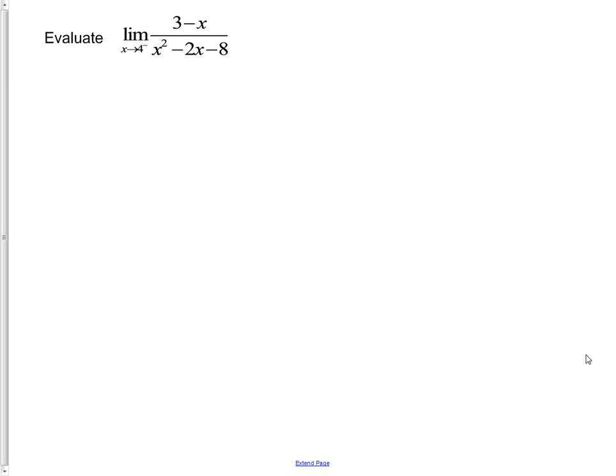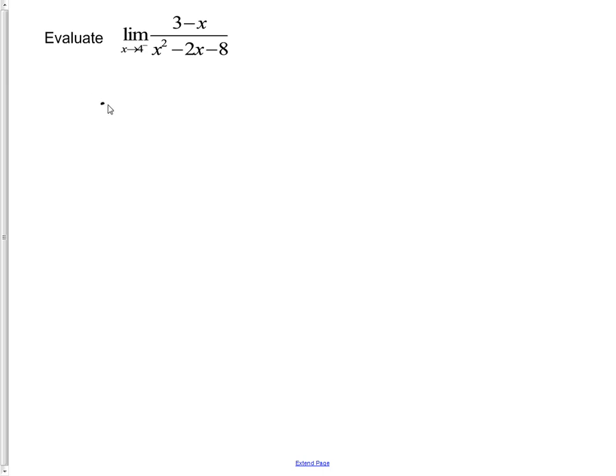Okay, so now let's take a little bit of time here and work out what happens if we have a little bit more of a complicated looking limit. We're going to use this principle right here of what happens as x approaches 4 from the left of the function (3 minus x) over (x squared minus 2x minus 8). What we're going to do right here is start with factoring.